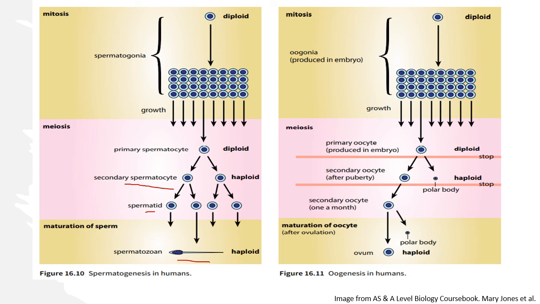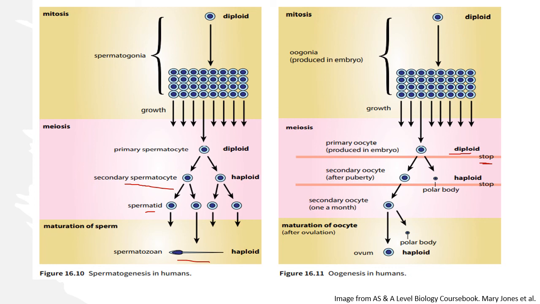Whereas with females, it's a little bit different. You would have a diploid cell, and it's produced when the female is still an embryo, just after she's been formed from the fusion of a male and a female gamete. Then you have all of these oogonia that result from that, and they grow and become primary oocytes, and they are diploid at that point. But at that point, division also stops until the female reaches puberty.